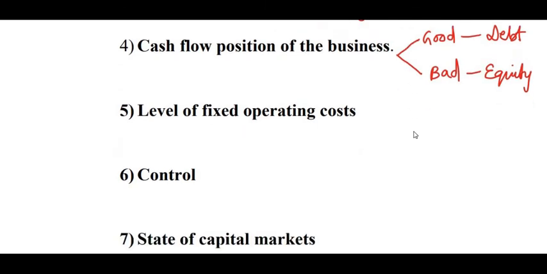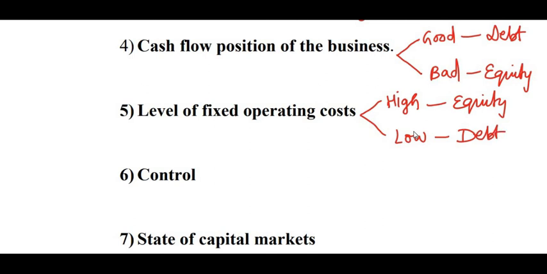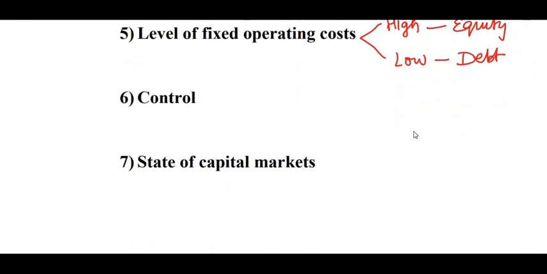Next is fixed operating cost. Your fixed operating cost may be high, your fixed operating cost may be low, and accordingly, if your fixed operating cost is high, you try to lower down your finance cost. So in this case, you will go for equity. But if your fixed operating cost is low, you can afford to have high finance cost, so you can go for debt.